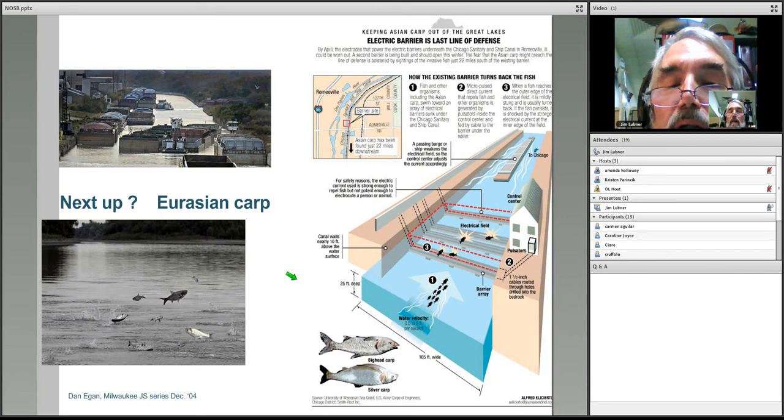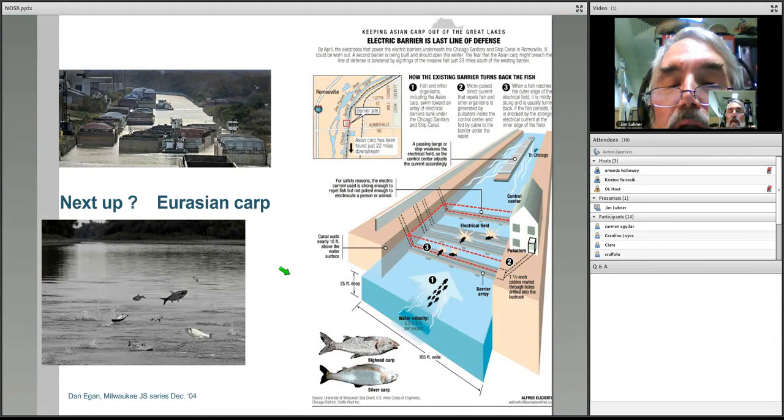The Eurasian carp is a species where the bighead and the silver were introduced in the southern Mississippi Valley for the aquaculture industry. Those fish escaped in a flood and were able to move up the Mississippi. Historically, the Mississippi drainage basin was separate from the Great Lakes drainage basin, so fish moving up the Mississippi would not have been able to transit into the Great Lakes. But one of the canals that we built was in the Chicago area.